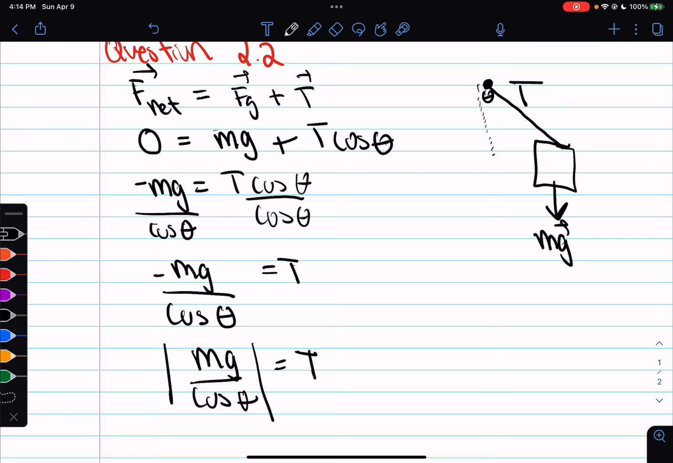The speed of the rider v is constant but unknown. For a rider in C, a total mass m, determine the magnitude of tension in the rope. Your answer should not depend on the unknown velocity of the rider. All right, so you have F net is equal to Fg plus T.